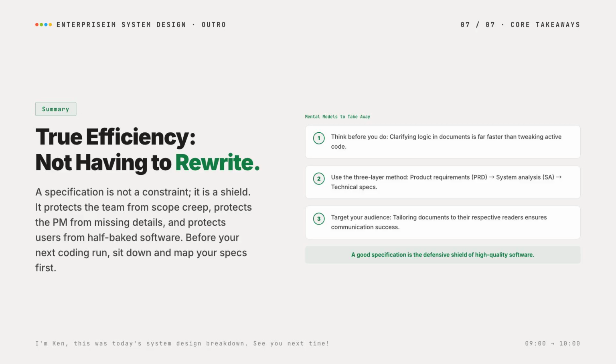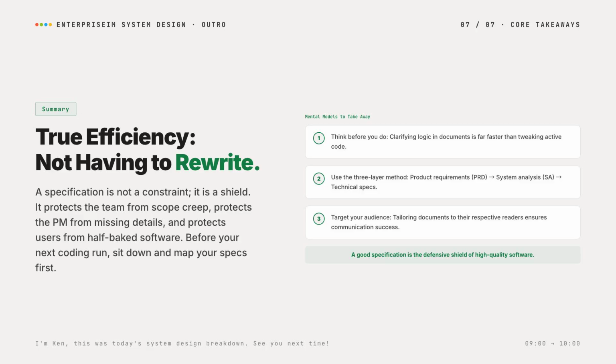Many people find writing specs painful because they view specs as restrictions, but actually a good spec is not a restriction. It is a protection, protecting the dev team from changing requirements midway, protecting the product manager from missing critical features, and protecting the user from getting a half-baked product. And the three-layer analysis method we introduced, requirements, system analysis, and tech specs, provides you with a concrete, actionable path. It's not a highbrow theory, but a practical method proven by countless projects.